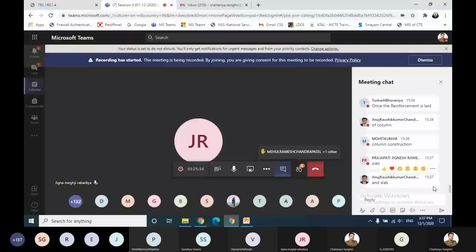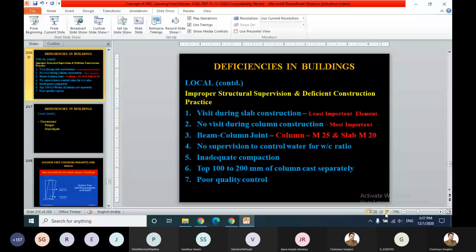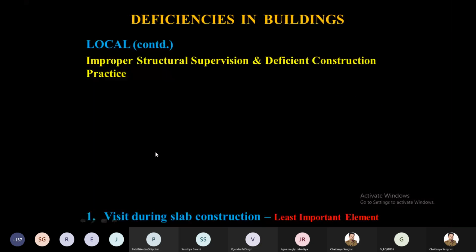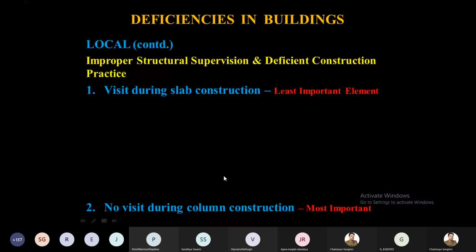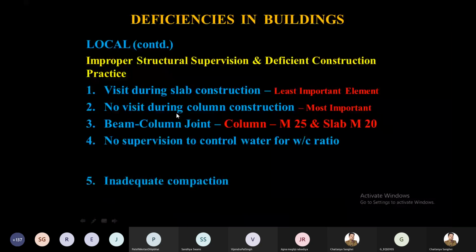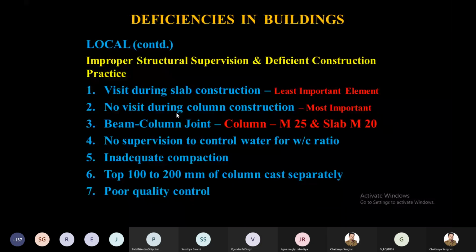And generally at the time of column construction, the visit of the structural engineer is not that frequent. So the thing is that the most important element as far as the lateral load is concerned is the column. And during the column construction, generally a visit does not take place, because a lot of concrete work will take place during the slab construction, right? So we have to visit.